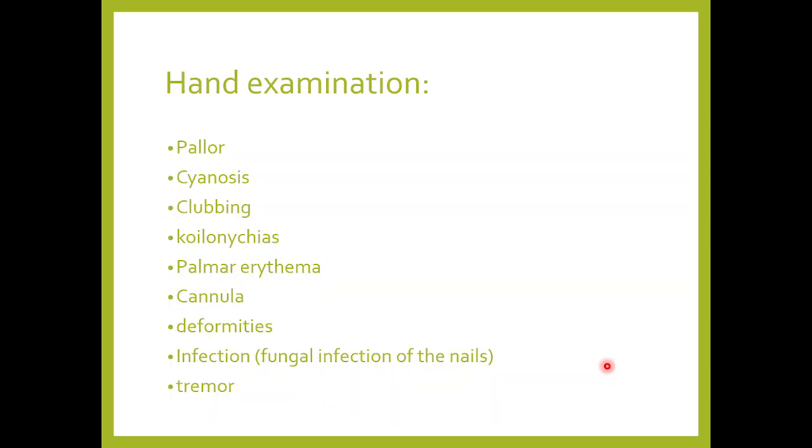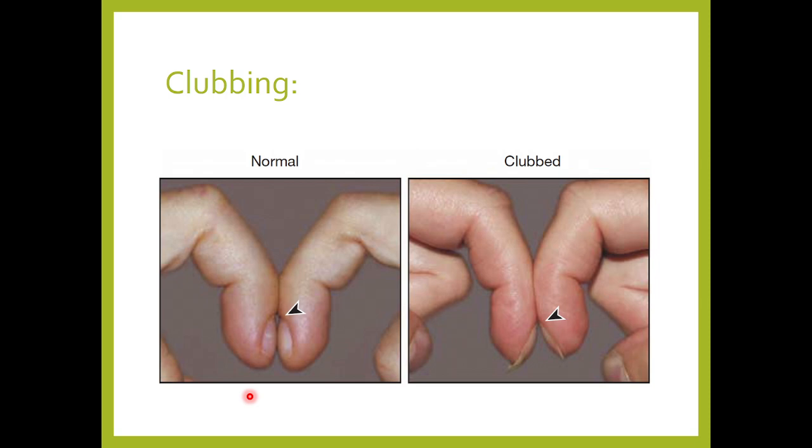After the neck, we go to the hand. We examine the hand for pallor, cyanosis, clubbing, koilonychia, palmar erythema, cannula, deformities, and infection, for example, fungal infection of the nails, which is common in females because of housework, and if there is any tremor indicating a neurological problem. Here, for clubbing, normally there is an angle between the two fingers. If the angle disappears, this indicates clubbing of the fingers.